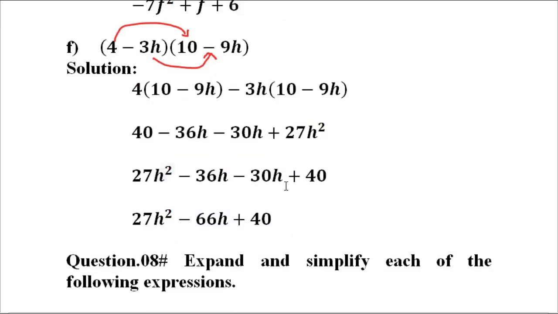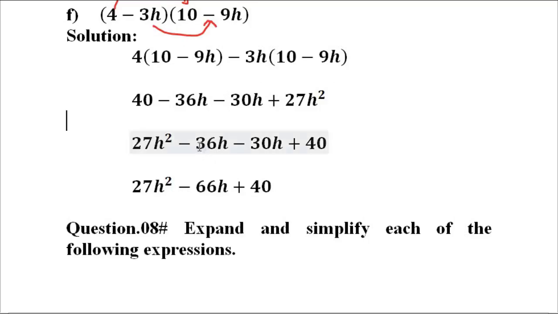Now to identify the like terms, I'm going to arrange the expression by putting all of the like terms right next to each other. We have positive 27h squared, negative 36h, negative 30h, positive 40. Negative 36h, negative 30h gives us negative 66h. So our simplified expression is positive 27h squared, negative 66h, positive 40, because we can't add or subtract those terms further.